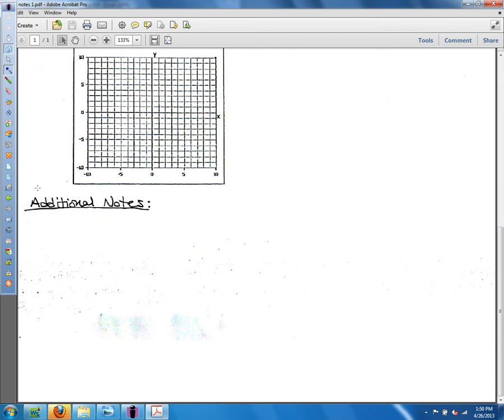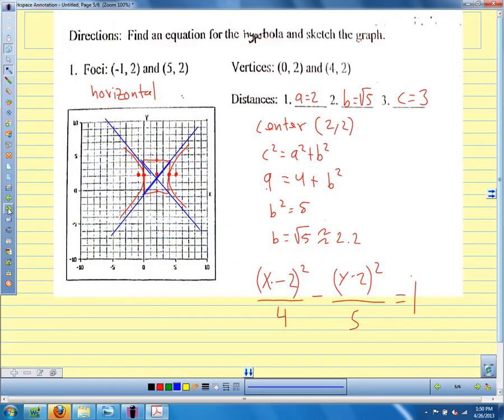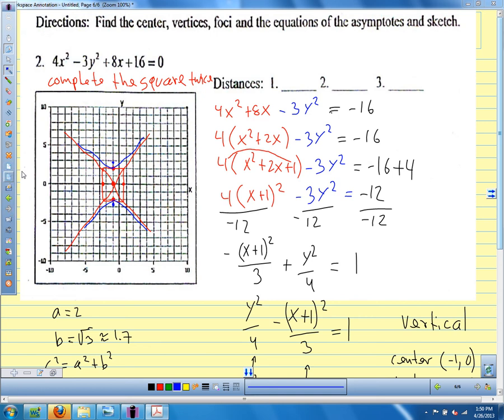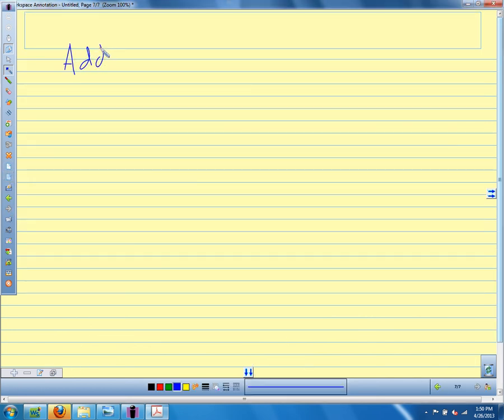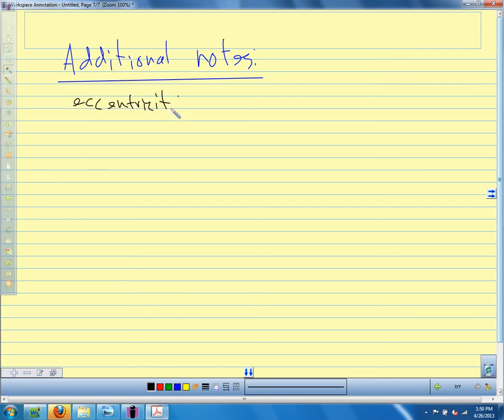I don't need to grab that. I can just go back. So we said for an ellipse or a hyperbola, just a reminder, the eccentricity is C over A for either one. For an ellipse, it's going to be less than 1. For a hyperbola, it's going to be bigger than 1.